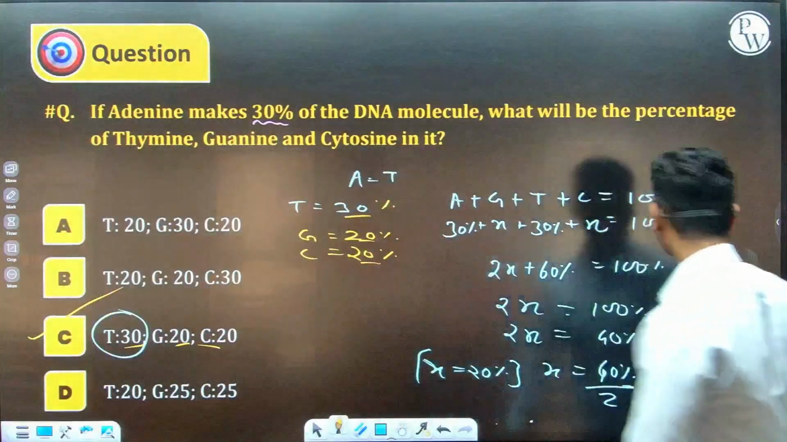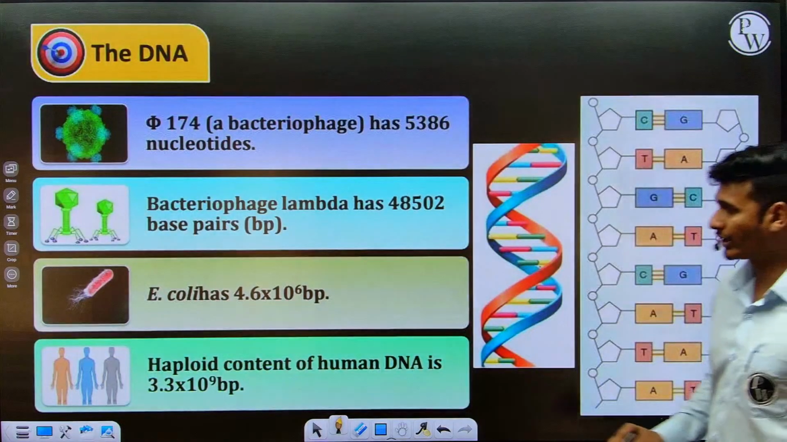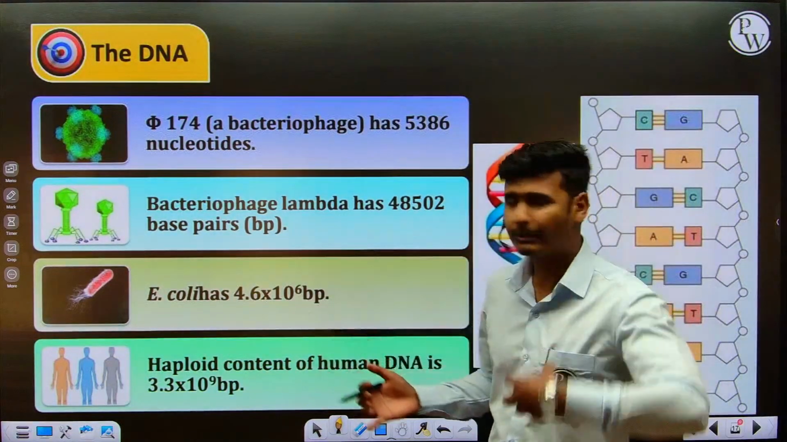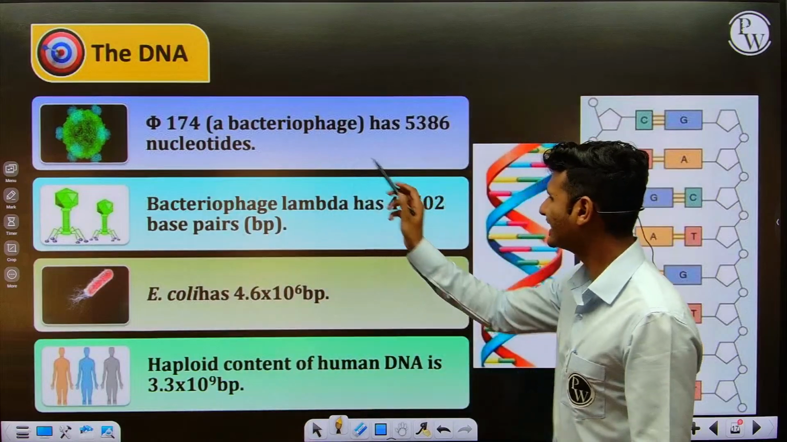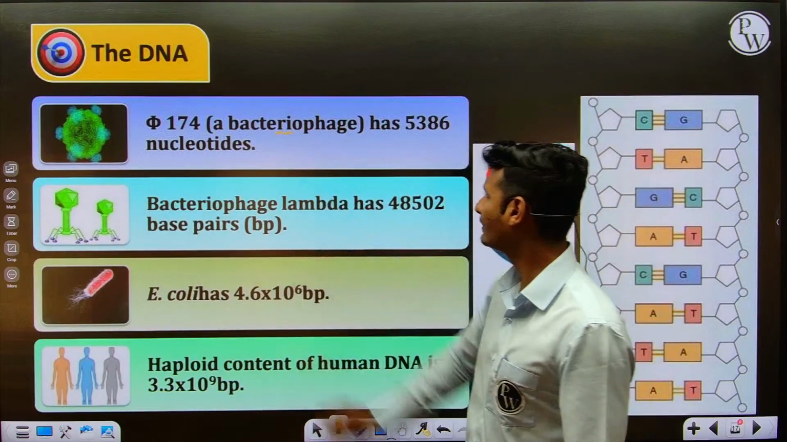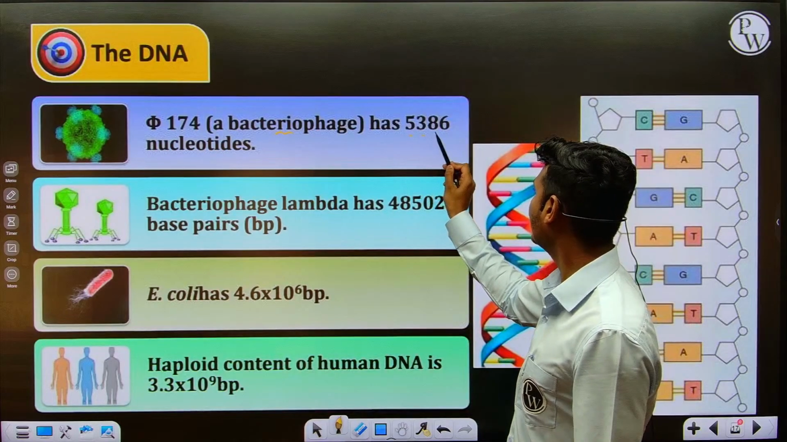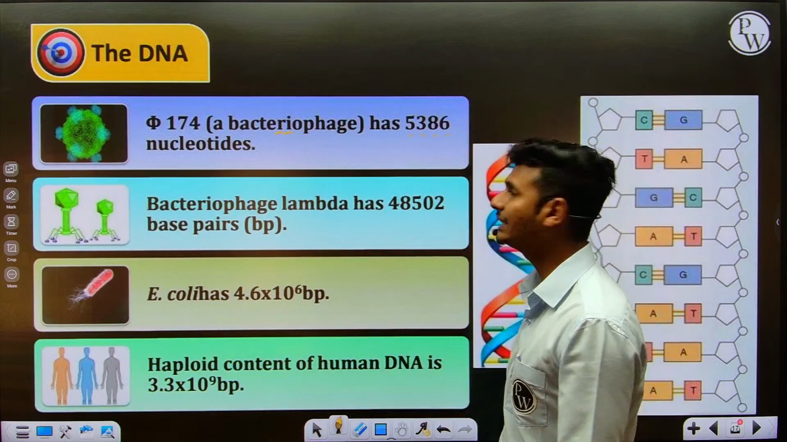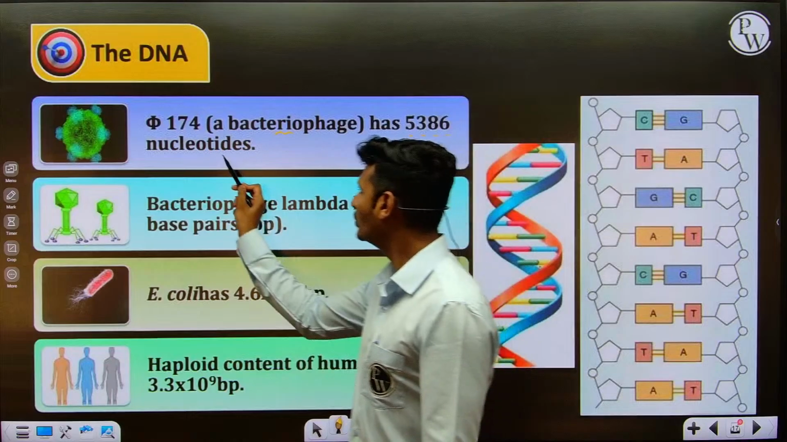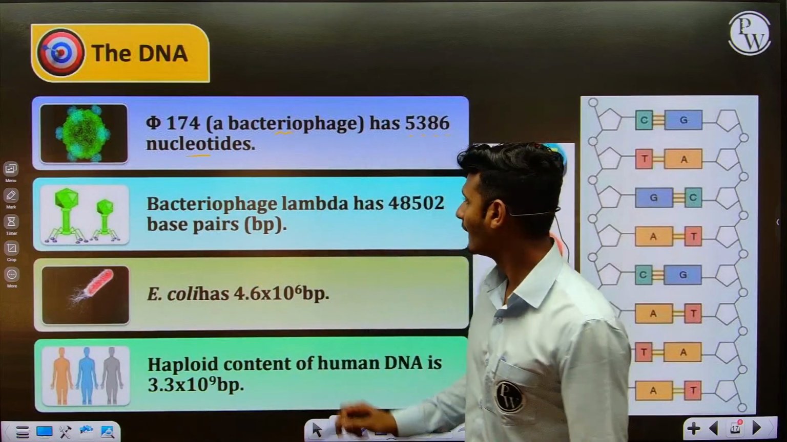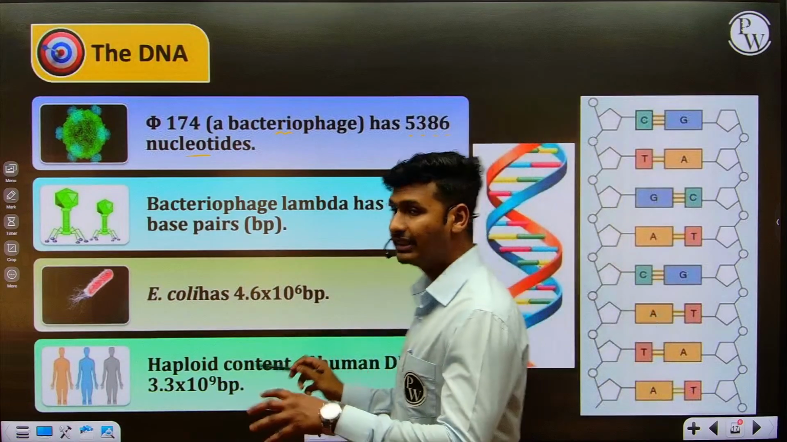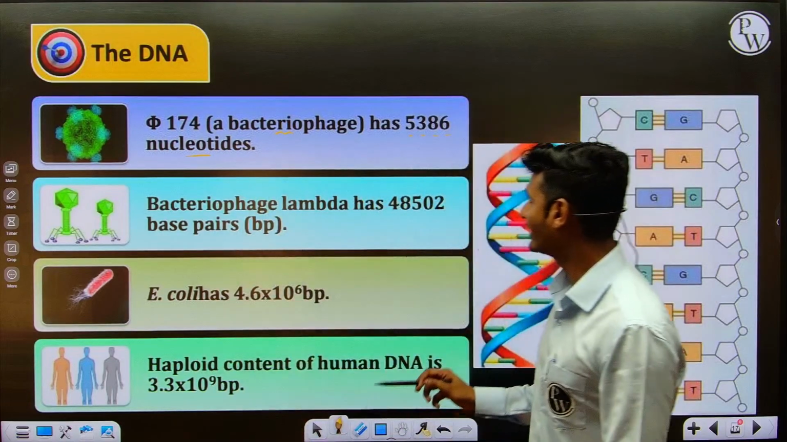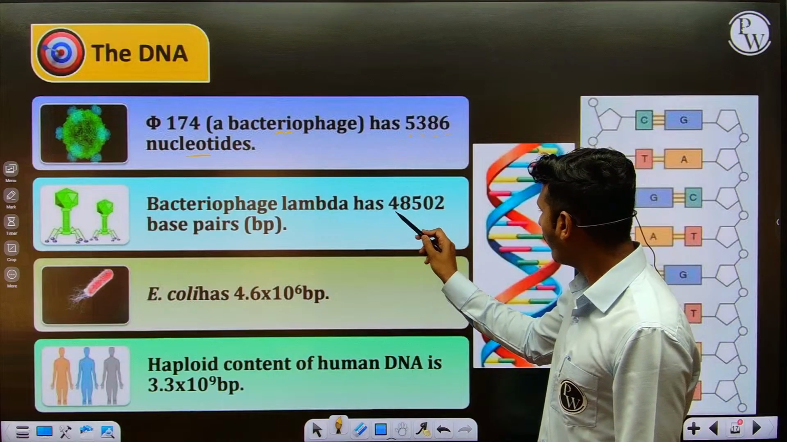Let's move to another important point. This is a theoretical point we have to remember: bacteriophage phi X174, a virus that infects bacteria, has 5386 nucleotides, very small. Now bacteriophage lambda is a little bit more developed as compared to phi X174.